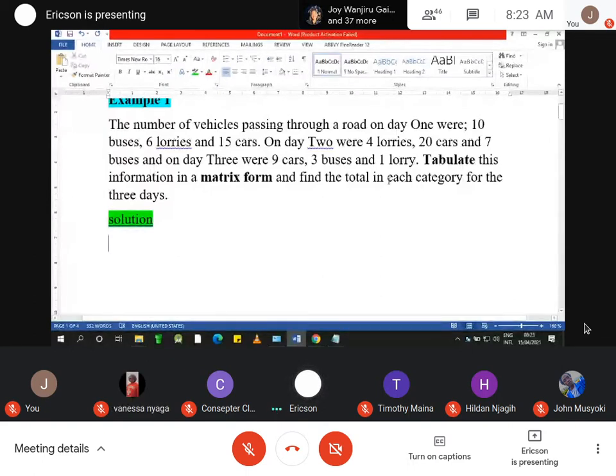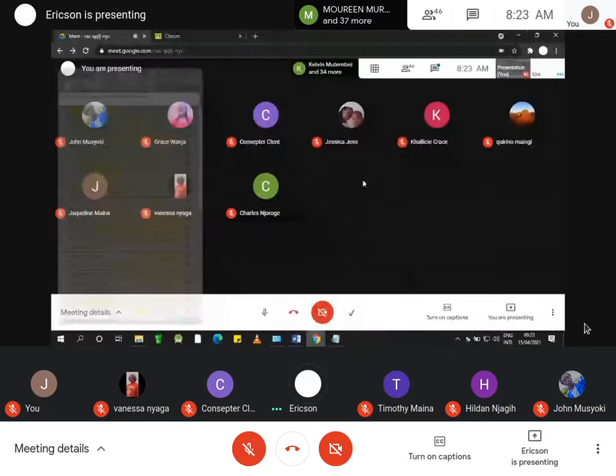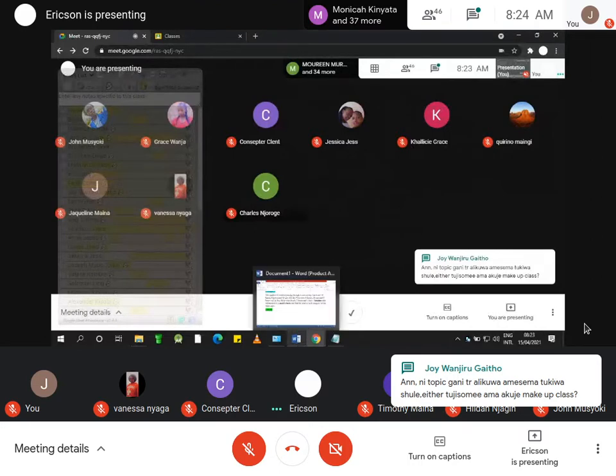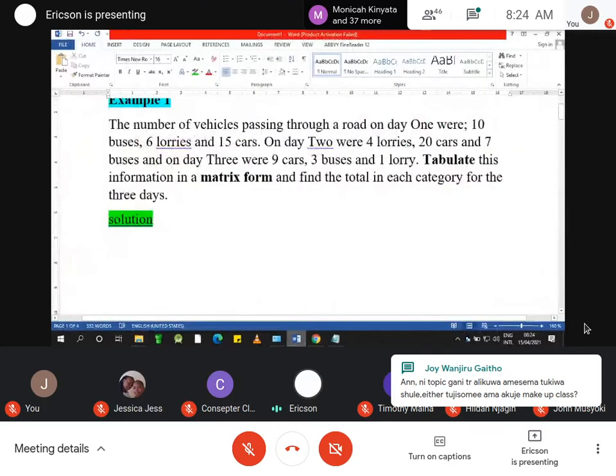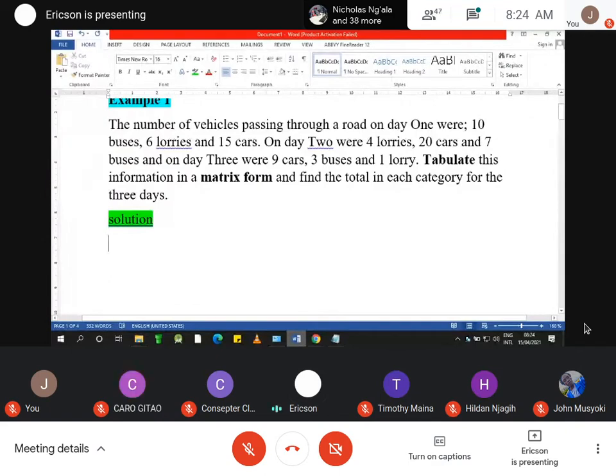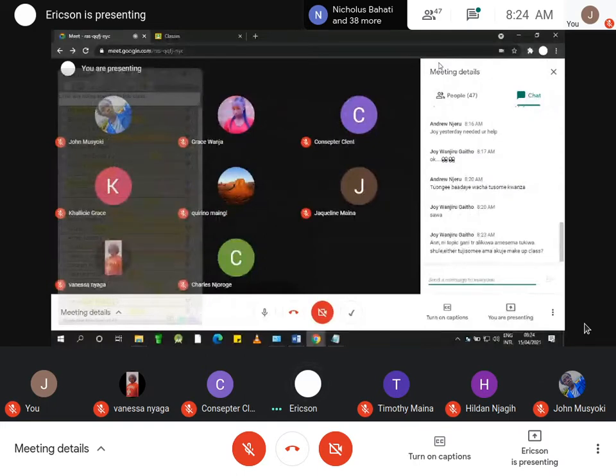So basically, the question is telling you to find the total. And in each category, basically, is the total number of vehicles passing through that road on day one, the total number of vehicles passing through that road on day two, and the total number of vehicles passing through that road on day three. That is the answer, Joy.